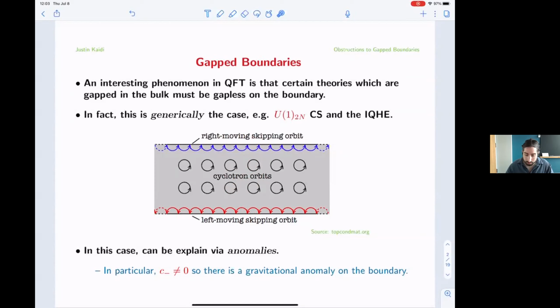Okay. In fact, there's not just one possible choice of gapless boundary conditions for U1 level K. Of course, there's any number of them. I could always just stack with some extra consistent CFT. But suffice it to say that no matter how hard you look, you will never find boundary conditions which are gapped for this theory. And in the current case, the fact that you can't have gapped boundary conditions is explainable via anomalies. In particular, the chiral central charge for the theory is non-zero, and hence there's a perturbative gravitational anomaly on the boundary, which in order to saturate requires having some gapless edge.